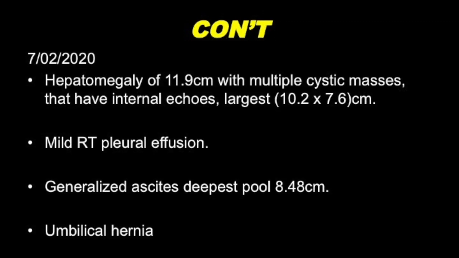So now on the 7th, we repeated again an ultrasound, which showed a hepatomegaly of 11.9 centimeters, but we still had multiple cystic masses, and they also had now the internal echoes, with the largest being 10.2 by 7.6 centimeters. And we had a mild right pleural effusion, and we still had our ascites, and the child has an umbilical hernia.